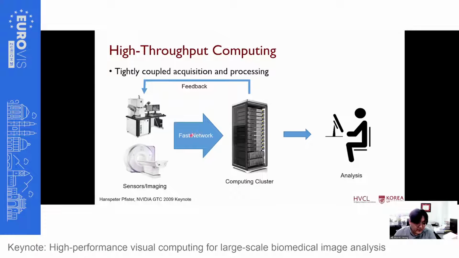So there is a very fast network between sensors or imaging device and the computing clusters. They can even be placed at the same site, and maybe there will be some feedback loop, so that we can image some portions of the data, pre-process that, and give some feedback to the sensors or imaging device so that we can find more important information from the data set. By doing that, we are not moving large raw data to the final analysis. So this is the so-called high throughput computing pipeline.